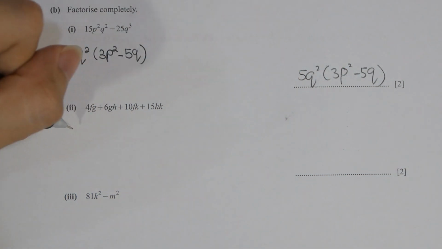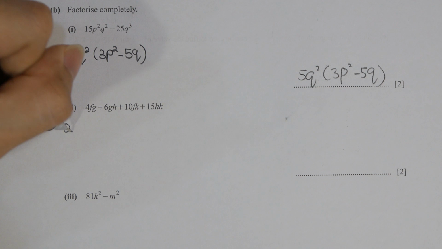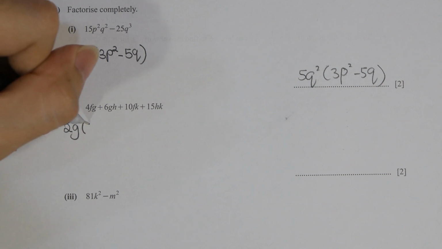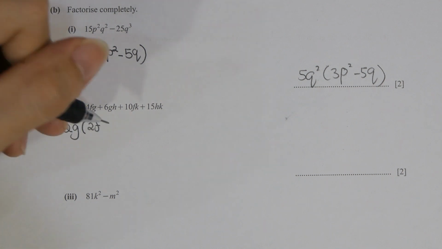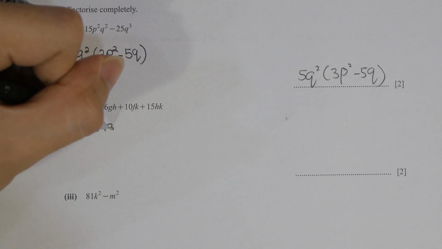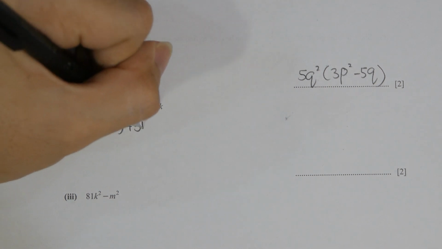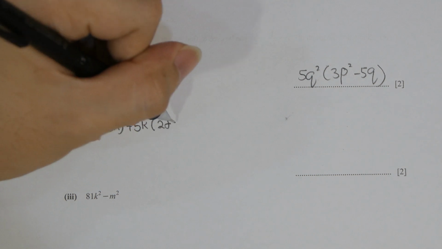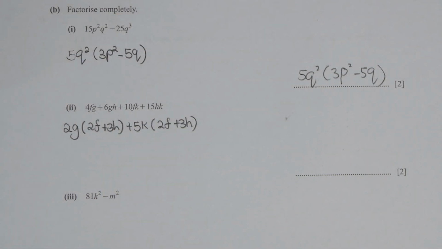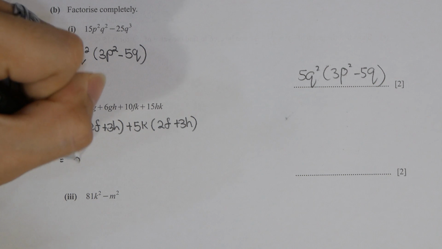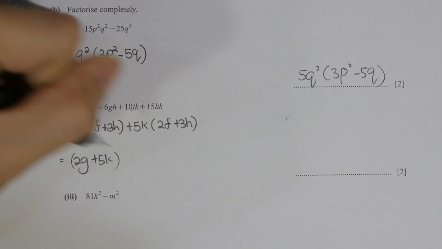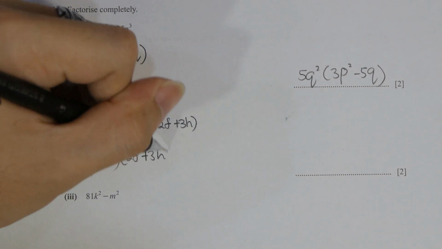For part number 2, I extracted 2g from the front. So we have a bracket of 2f + 3h inside, and 5k from the last two terms. So the bracket will be 2f + 3h as well. So after the rearrangement, you will get (2g + 5k)(2f + 3h).